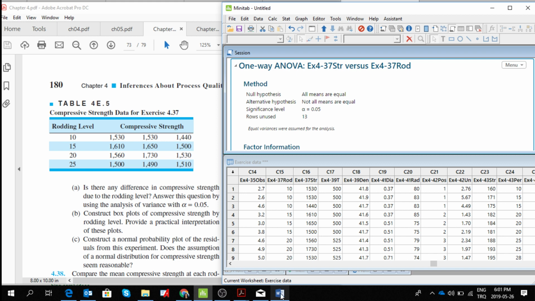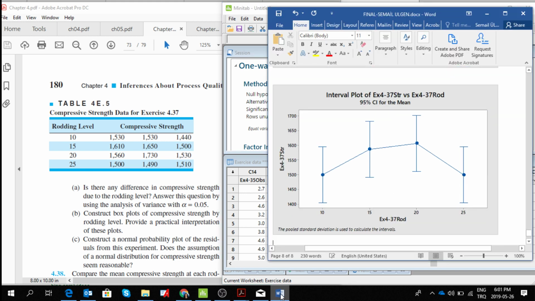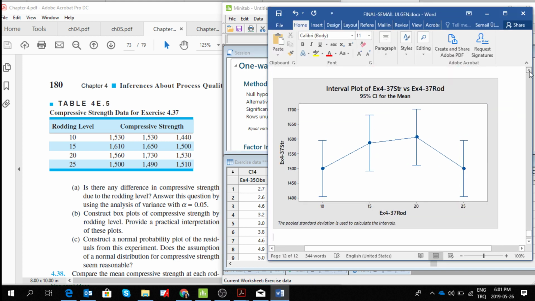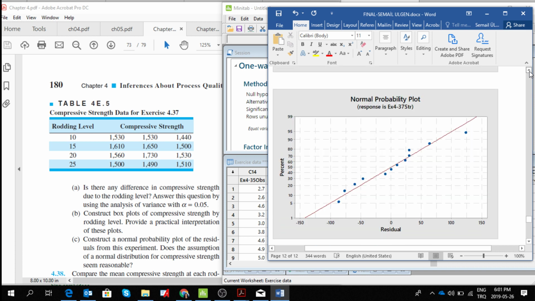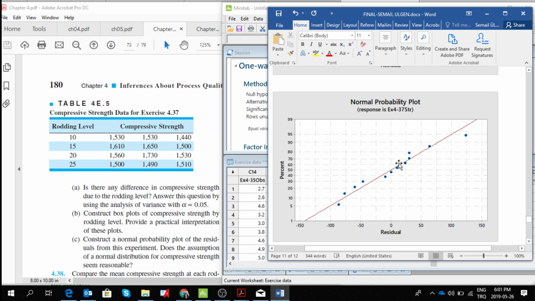Okay, so if you open that up, we can see everything in our Word file. Maybe the order is not the right one, because I think part C is asking about normality, so this is what I took first.